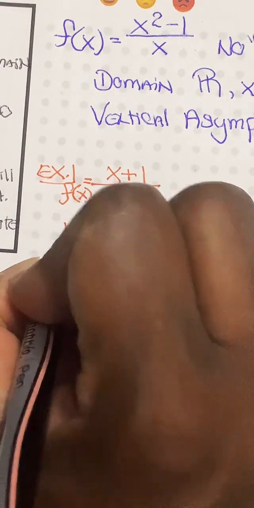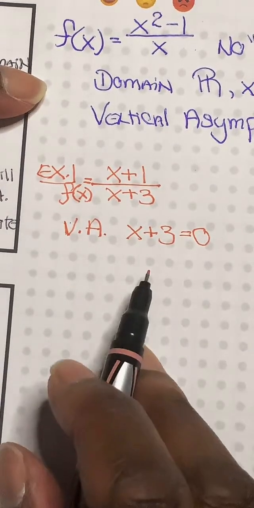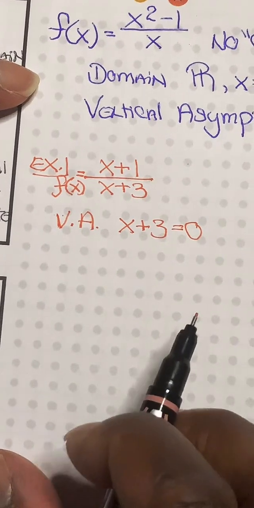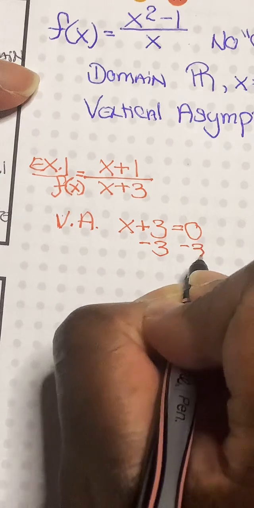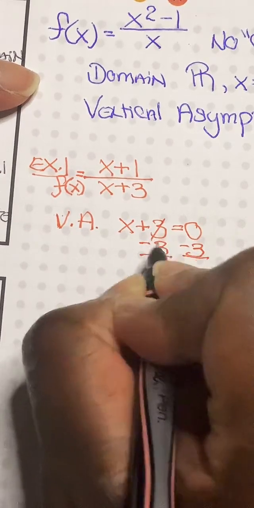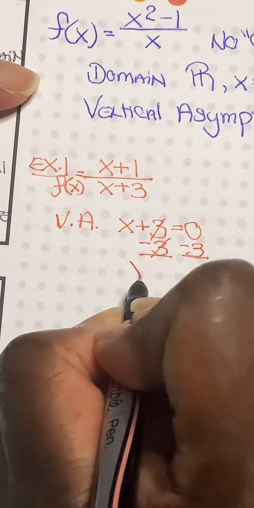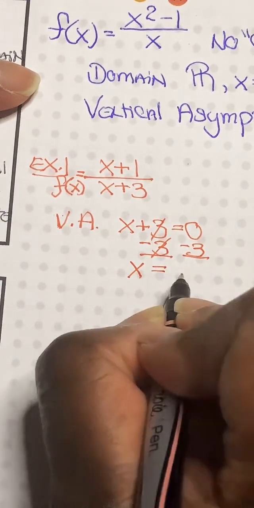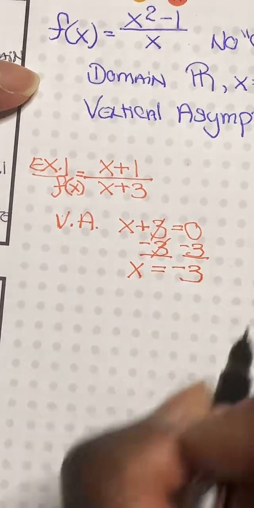So if I look at my domain, I always like to set up my VA, my vertical asymptote. So my vertical asymptote is basically the denominator equal to 0, and I want to solve for x. All right, so I would subtract 3 on both sides. Okay, I know physically we can see it, but some people like to see details. So we have x is equal to -3.